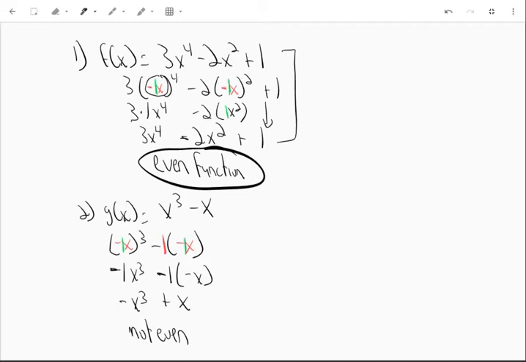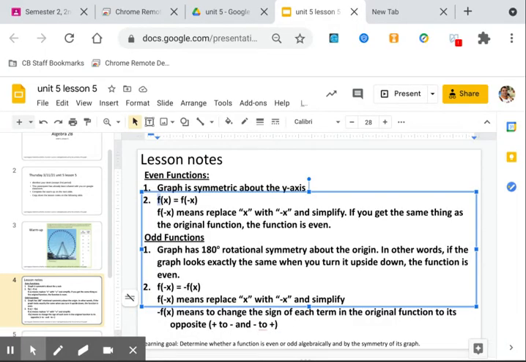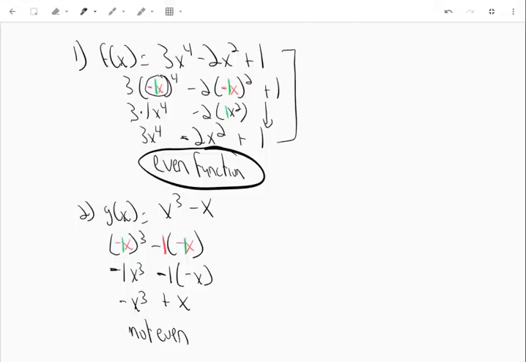Because it's not even, I am now going to check whether it's odd or not. So let's go back to our lesson notes. Notice for odd functions, f of negative x equals negative f of x. F of negative x means replace x with negative x and simplify. We've already done that. Negative f of x means to change the sign of each term in the original function to its opposite, plus to minus and minus to plus. Okay, so if we go back to our function, this right here is f of negative x. We've already done that. Or in this case, g of negative x.